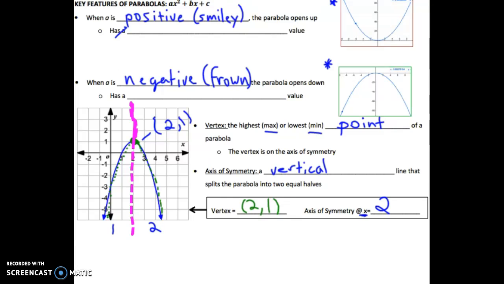Now, I broke this up step by step. When you do your homework, this is the first step, identifying the vertex and identifying the axis of symmetry, because they go hand in hand. You will be doing this algebraically instead of looking at a graph like I just identified over here. But I just wanted to show you what the vertex and the axis of symmetry were.